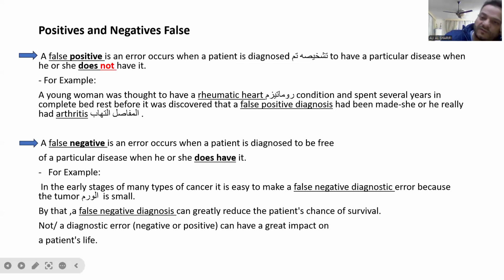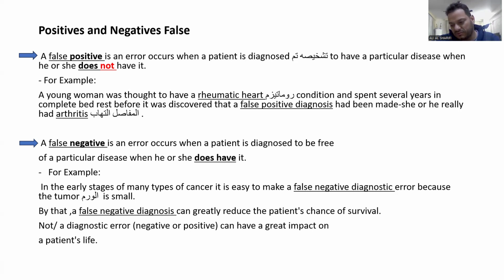The false positive, let me check the recording. I think everything is okay, I hope. A false positive is an error, of course, when a patient is diagnosed. That means the doctor or physician said you have a disease, but actually you don't have it. This means a patient is diagnosed to have a particular disease when he or she doesn't have it.